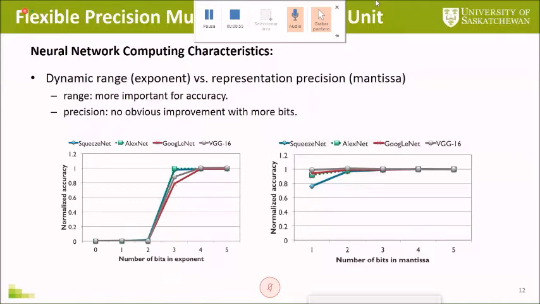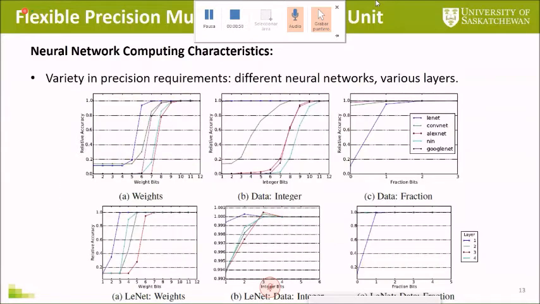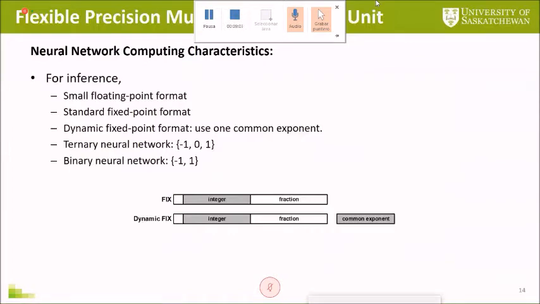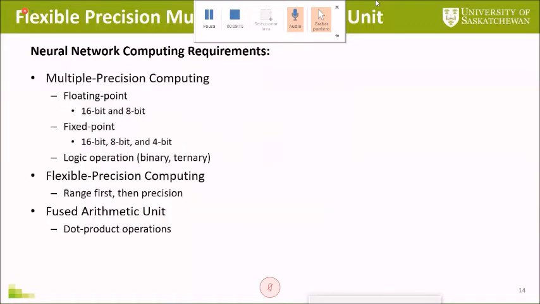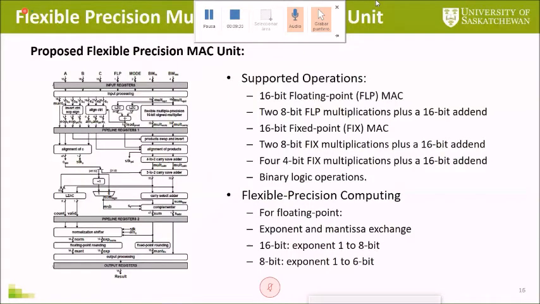And also this one handles a variety of precision requirements in different neural networks and various layers. So for inference, we can cover floating point, fixed point, and ternary and binary neural networks. And also multiple precision computing, floating point and fixed point, can be covered. As I mentioned before, range first, which is the exponent, and then precision, the mantissa part. And this fused arithmetic unit is equivalent to a dot product operation. This one shows the proposed flexible precision MAC unit. Again, the right side shows the supported operations and the flexible precision computing.